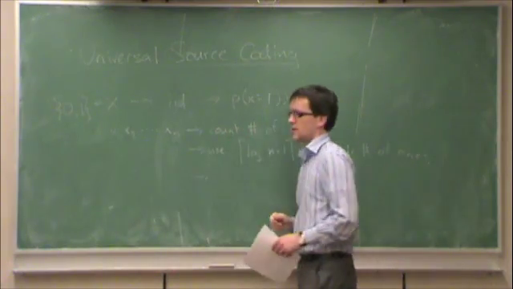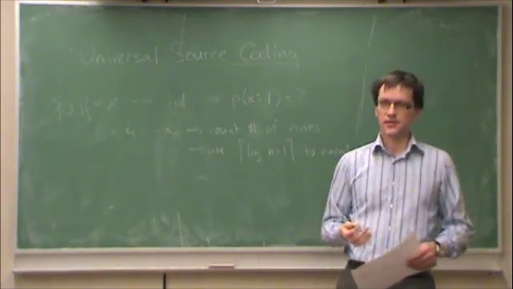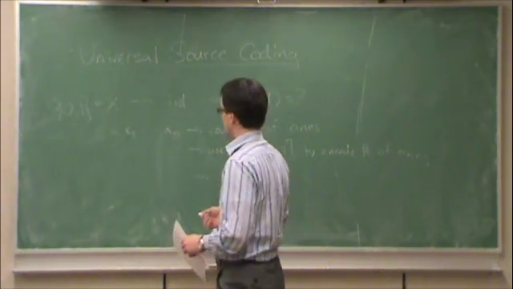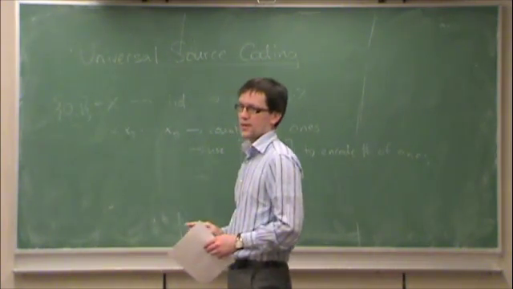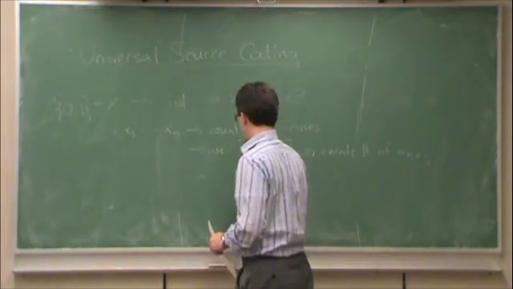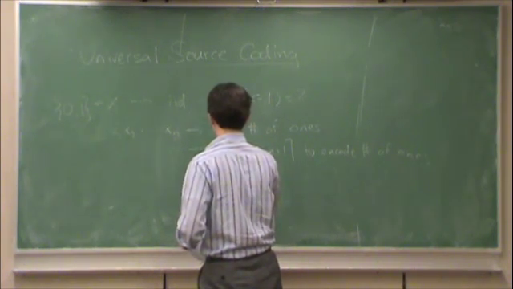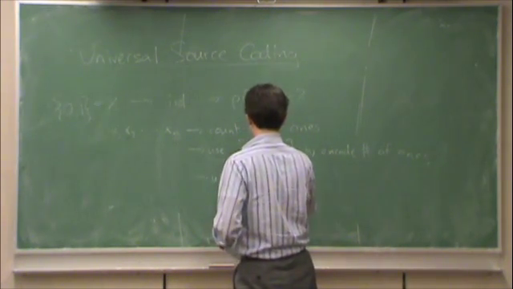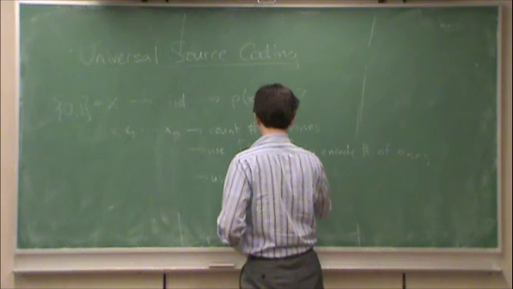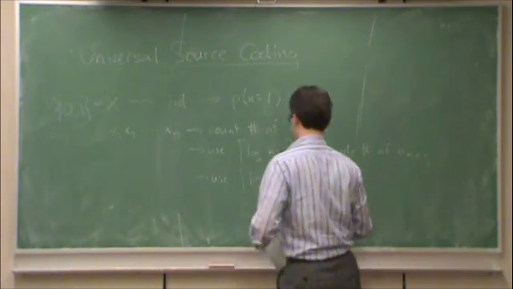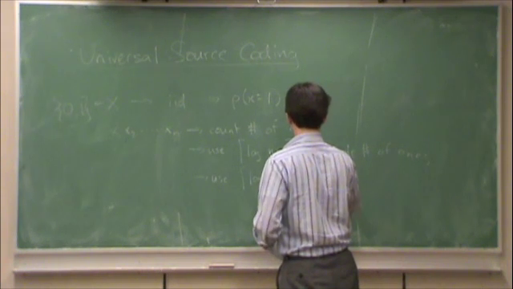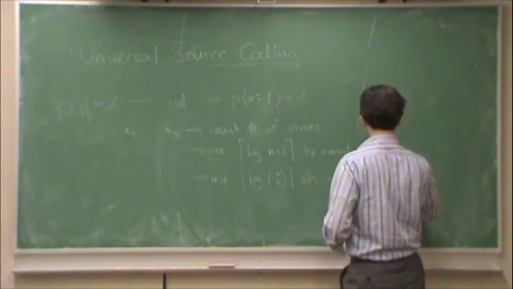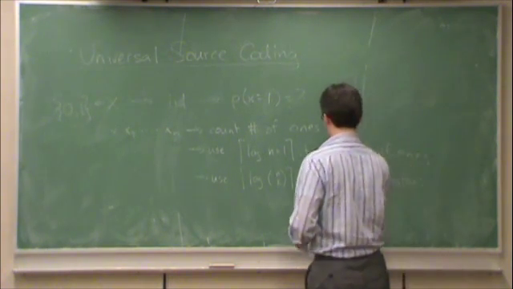And then for each number of ones, we know that there are a finite number of possibilities. The number of ways of arranging k ones in n bits is simply n choose k. So once we know the number of ones, we can then use log n choose k bits to encode the locations of the ones.